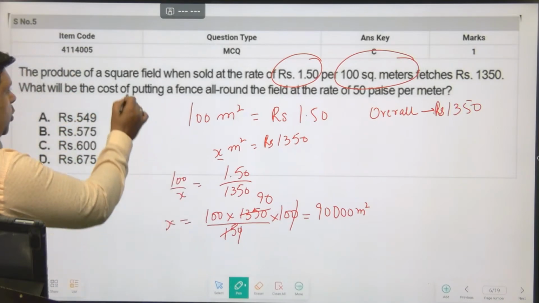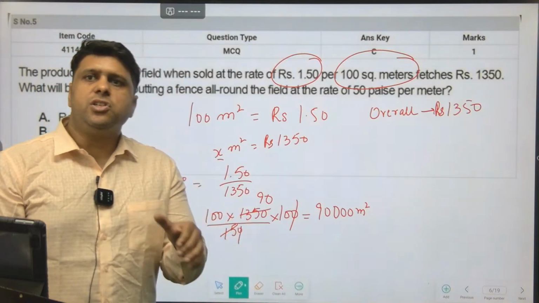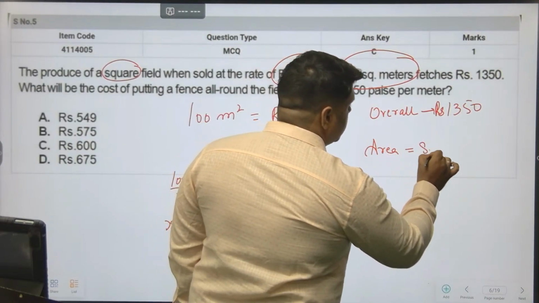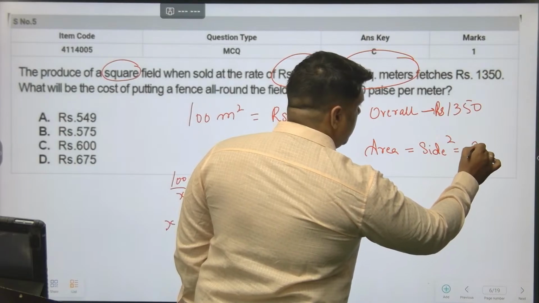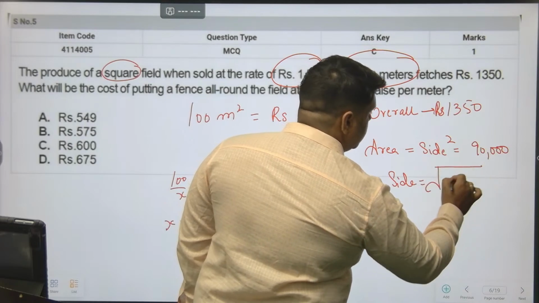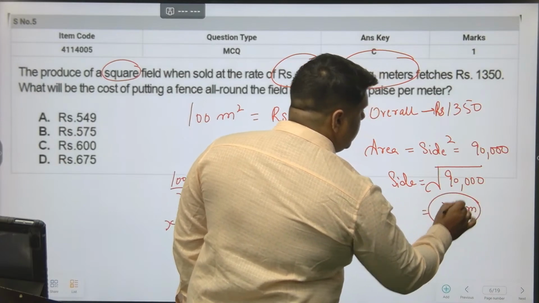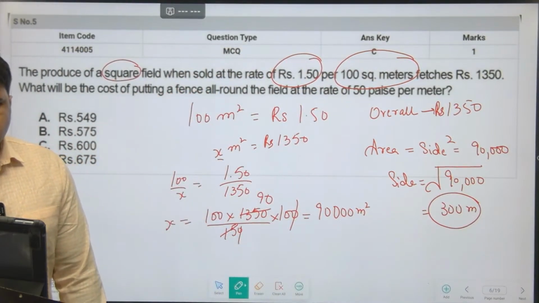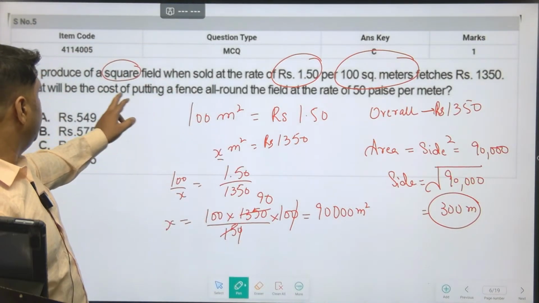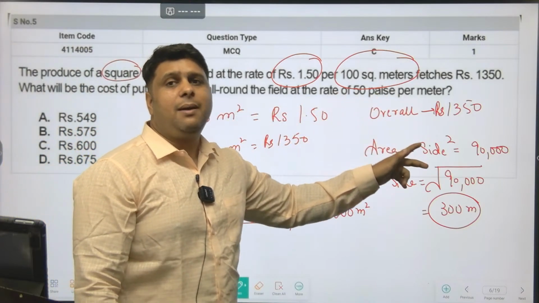Now he has also told us that it is a square field. From this information I can calculate its side also. We know that area is equal to side square, which is equal to 90,000. So side will be equal to under root 90,000, which will be equal to 300. So now we know that the side is 300 meter. Now he has asked us to find the cost of putting a fence all around the field at a rate of 50 paisa per meter.